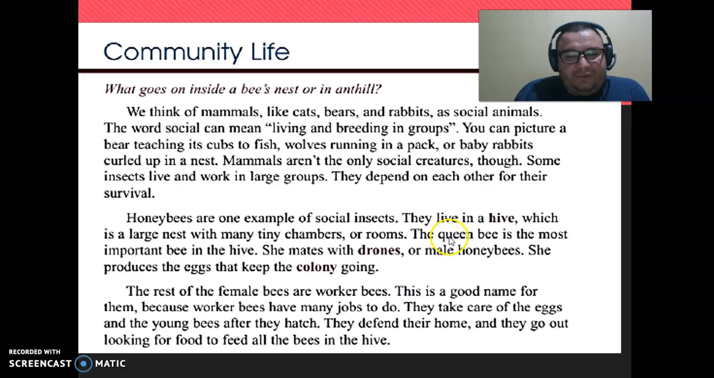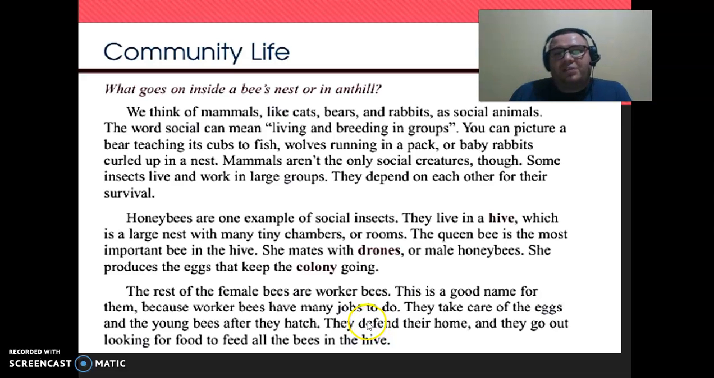The queen bee is the most important bee in a hive. She mates with drones, or male honeybees, and she produces the eggs that keep the colony going. The rest of the female bees are worker bees. This is a good name for them because worker bees have many jobs to do. They take care of the eggs and the young bees after they hatch. They defend their home and they go out looking for food to feed the bees in the hive.